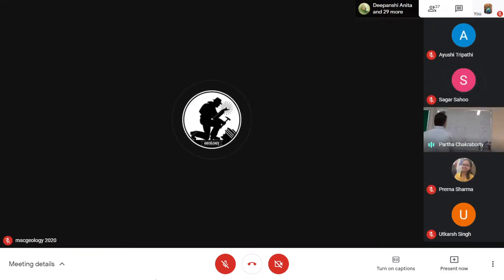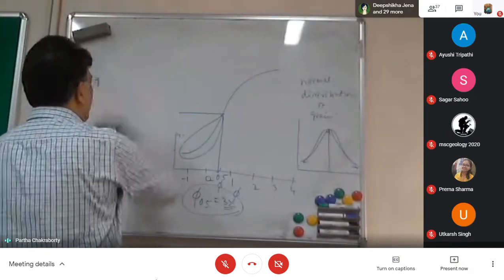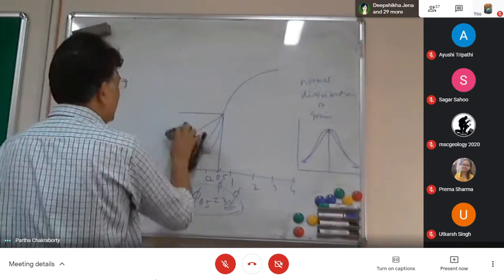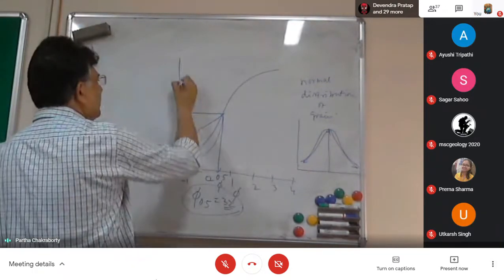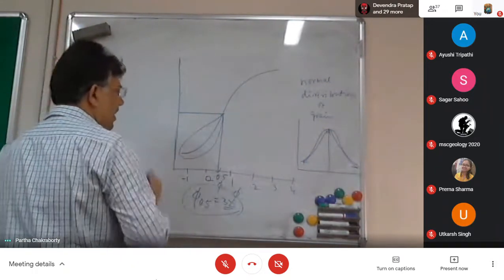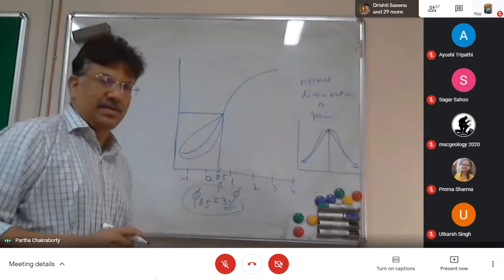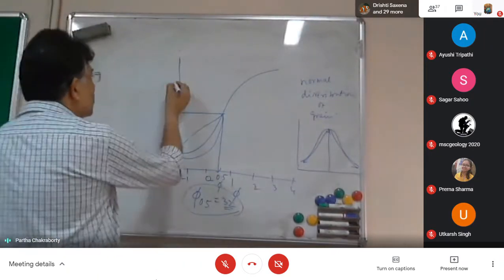Now I replace it by the probability scale. Now, what is the probability coordinate? That which is very squeezed in the middle.